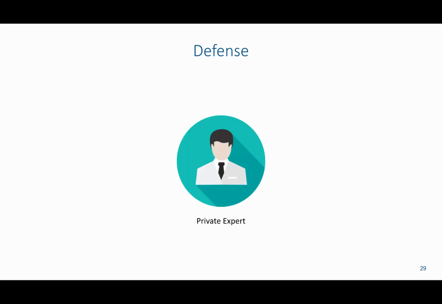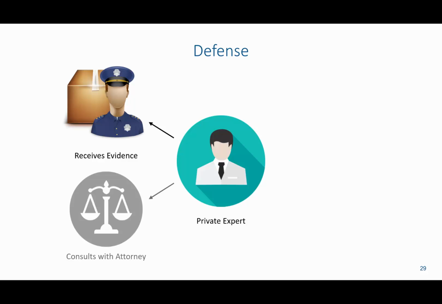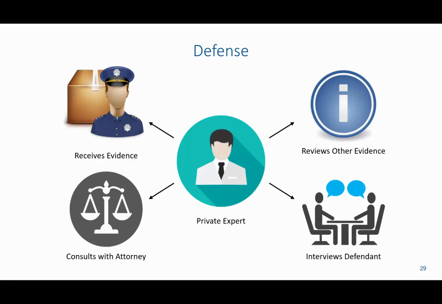On the other side, on defense, you're going to have a private expert. So this is going to be the expert witness that is typically hired. So this private expert will receive the evidence from the prosecution, and then they will consult with the attorney regarding the matters of the case and review any additional evidence that may be surrounding the case, and they will interview the defendant. With this process, they'll be able to replicate the forensics that the prosecution came up with to come up with a timeline that may be in favor of the defendant.